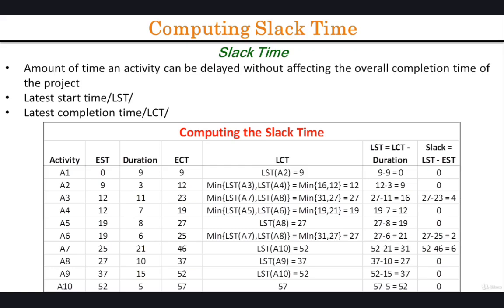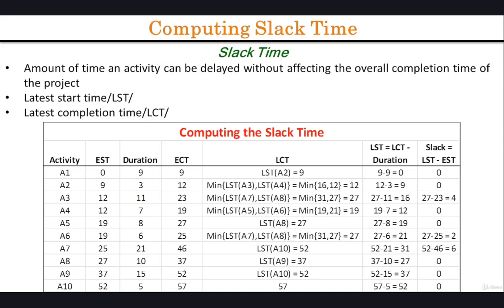Thus, we can define that the latest completion time of A9 equals the latest start time of A10, which is 52. And then the latest start time of A9 equals the latest completion time of A9 minus duration A9, which is 52 minus 15, 37. In the same manner, we can compute the latest start time of A8, 27, then A7, 31. Note the difference between the earliest start time of A7, which was 95, and the latest start time of A7, which we just found to be 31.